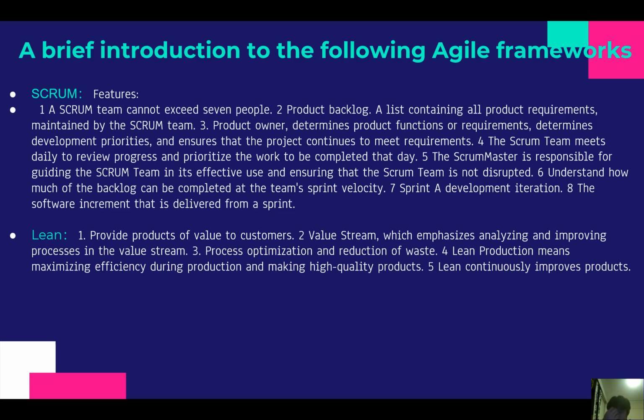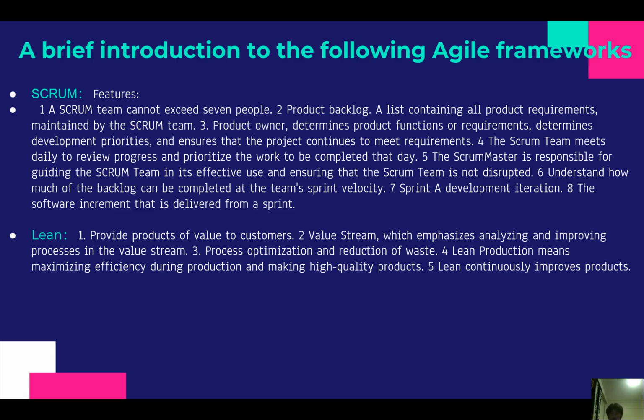And sixth is to understand how much of the backlog can be completed and the team's sprint velocity. And seven is the sprint development increment, the software that is delivered from a sprint. And next is Lean. Lean first provides product value to customers.